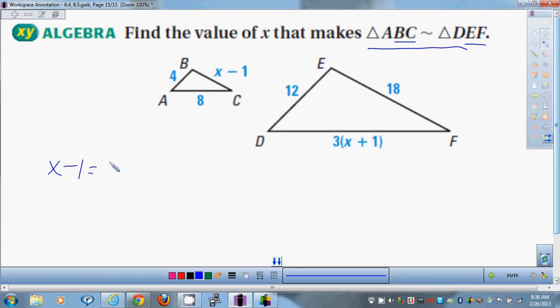AC. So 3 times x plus 1 equals 8. And you have to solve for x there too. I'll help you with that one. That'd be 3x plus 3 equals 8. Subtract the 3. You're going to get a fraction, but that's okay. Divide both sides by 3, and x equals 5/3.